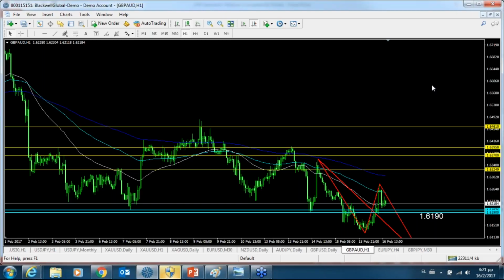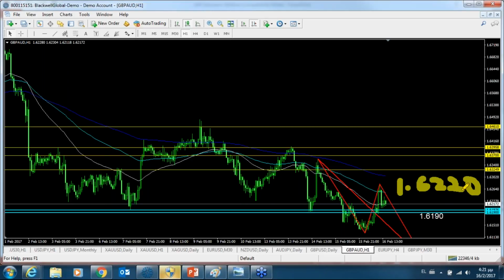So at this stage, we need to look at 1.6218, which is the current price at this moment of time. Okay, 1.6217, which is very close to the 20 side number.